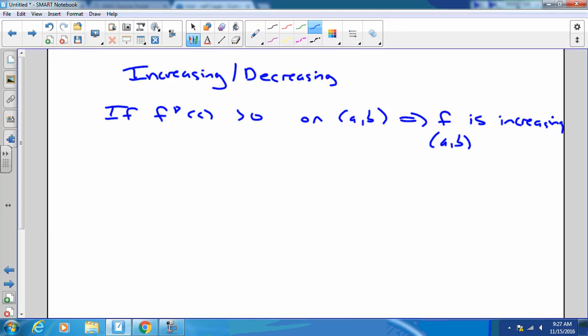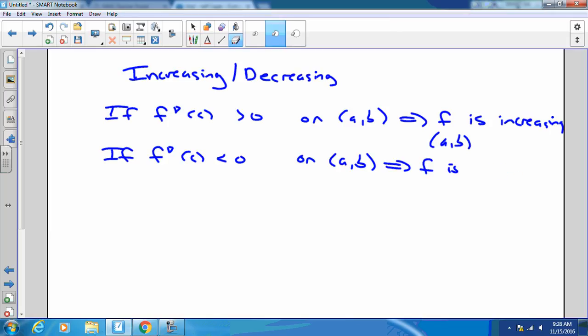The converse of this theorem is false. It is not true that every increasing function on an open interval has a positive derivative. We gave as a counterexample f of x equals x cubed, which is increasing on the entire real line, but has a 0 derivative at x equals 0. Likewise, if f prime is less than 0 on a to b, then f is decreasing on a to b. So much for increasing and decreasing.